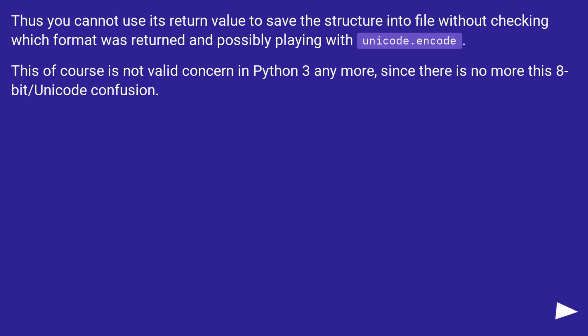Thus you cannot use its return value to save the structure into a file without checking which format was returned and possibly playing with unicode.encode. This of course is not a valid concern in Python 3 anymore, since there is no more this 8-bit/Unicode confusion.